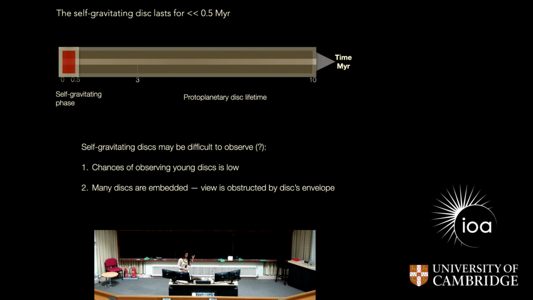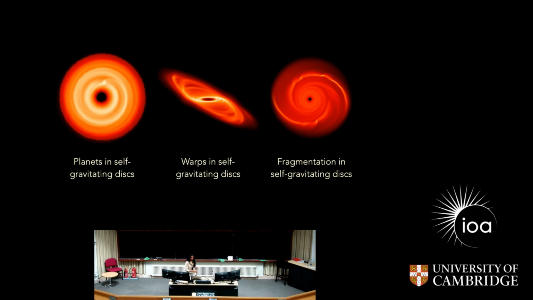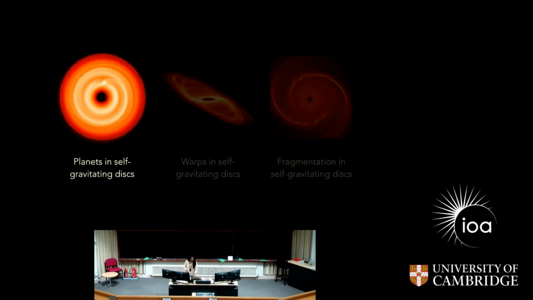But if I just remind you, we have seen young disks, and we have seen young disks without spiral structures. So in recent years we've been starting to think more about what properties and processes in disks might erase the spiral structure. Here are three aspects of my talk that I'm going to focus on. I'm going to start by talking to you about planets in self-gravitating disks.